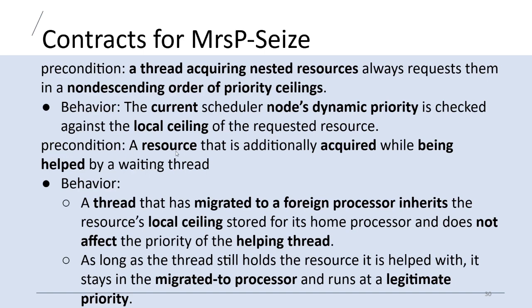Another precondition is a resource that is additionally acquired while being helped by a waiting thread. The behavior is that a thread that has migrated to another processor inherits the resource local ceiling stored for its home processor and does not affect the priority of the helping thread, as long as the thread still holds the resource it is helped with. It stays in the migrated-to processor and runs at a legitimate priority.